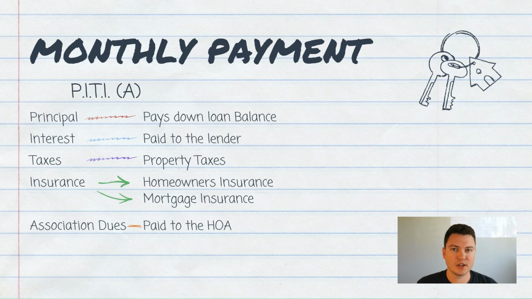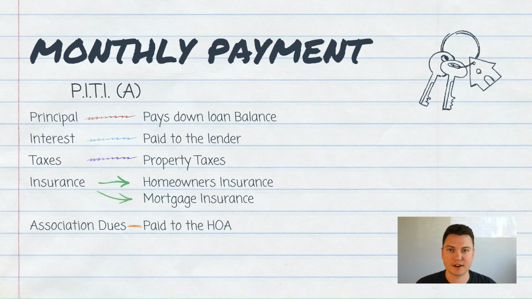So what actually goes into your monthly payment? We typically look at 4 different areas: principal, interest, taxes, and insurance, or PITI. You might also see PITIA, with the A being association dues if your house has a homeowners association or an HOA. Principal is the amount that goes towards paying down your loan amount each month. Interest is your payment to the lender, and it's based on your interest rate. It's essentially the cost of borrowing money from the lender for buying a home.